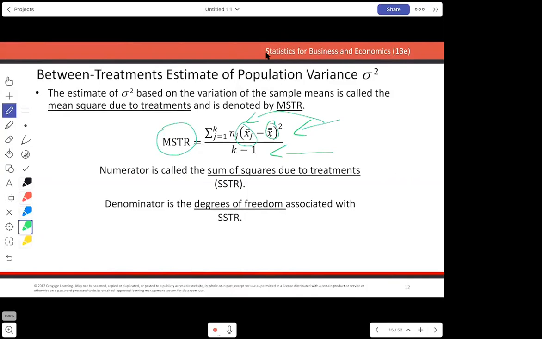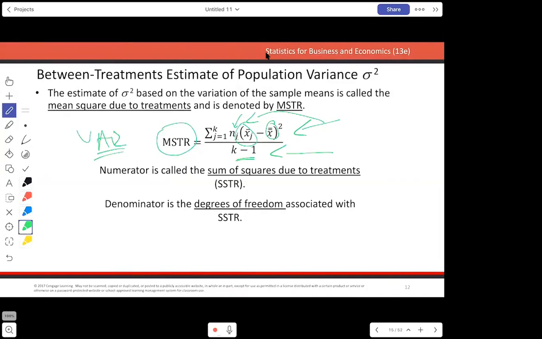And then we weighted the squared difference by the sample size, and then divided it by k minus 1, which is the number of treatments minus 1. In that case, I had 4 treatments, which are econ, finance, marketing, and accounting. So that here is a mean squared due to treatments, but another name for it is really just a variance due to treatments.